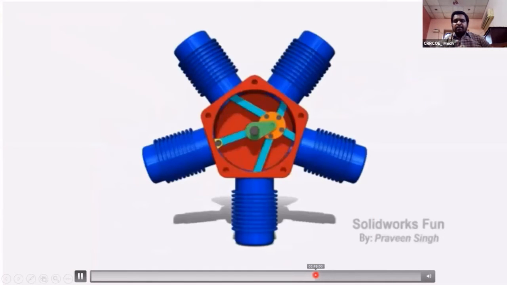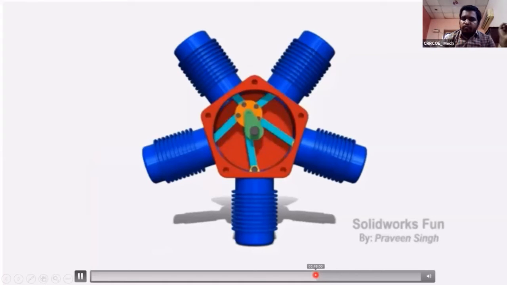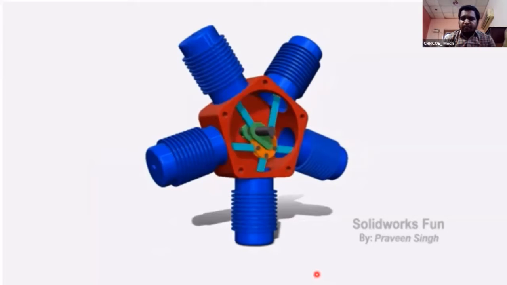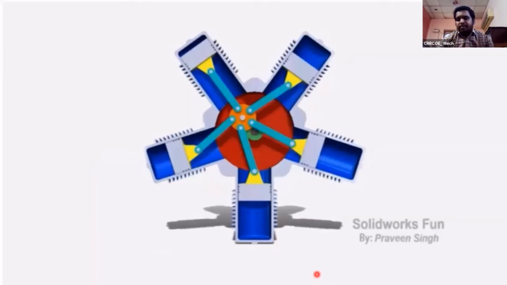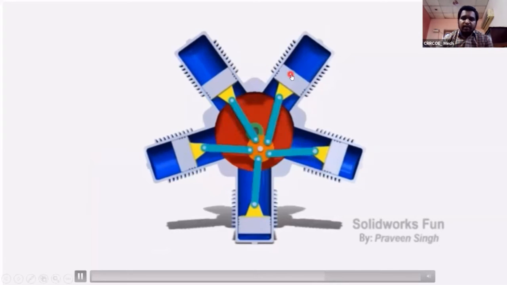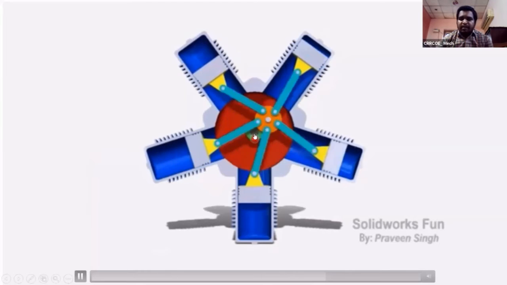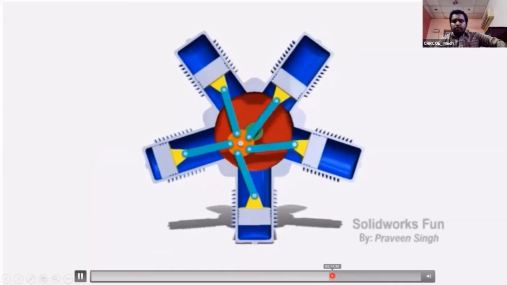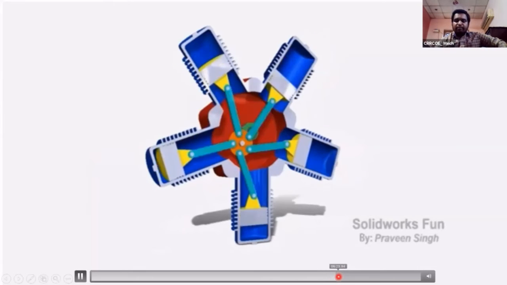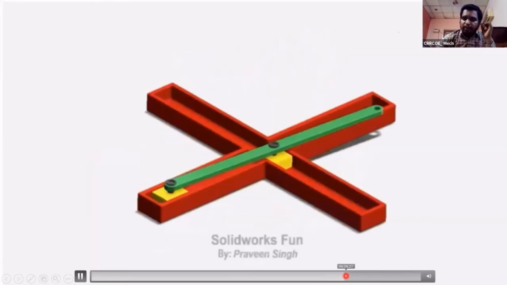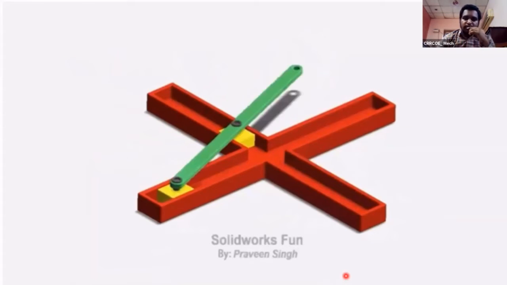Next, this is the rotating cylinder. This is also an inversion of the slider crank mechanism. Here the crank is fixed, and we are getting the rotation, with different pistons sliding here, but every piston is connected to the single crank. This is called the rotary engine. This is also an inversion of the slider crank mechanism. This is the double slider mechanism, the elliptical trammel. It is used for drawing the ellipse.